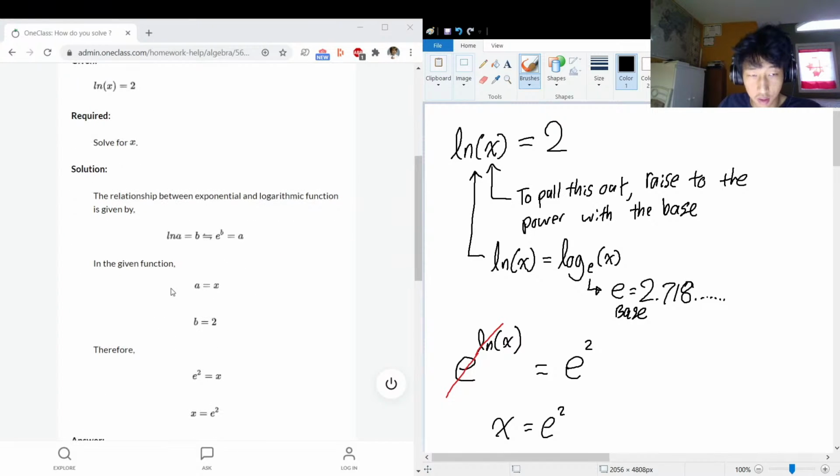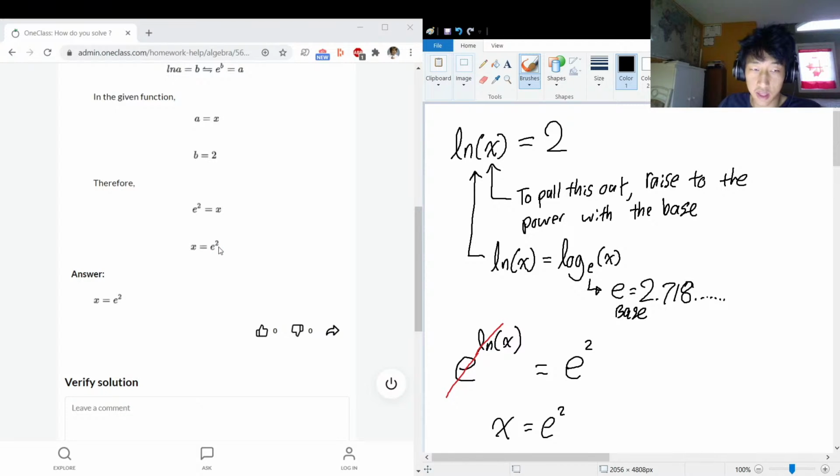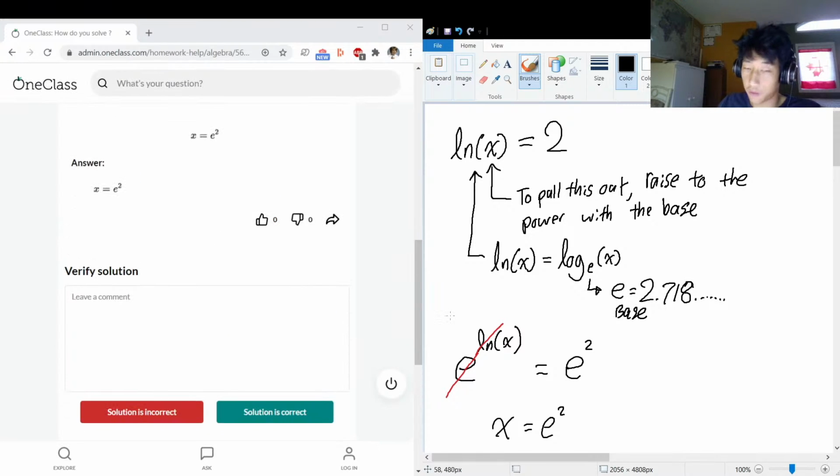Did they come to the same conclusion here? Yep, so they know that to pull out the x, you just got to raise to the power of the base, and that will neutralize the ln. That looks good. X is e to the power of 2, e squared. Of course, you could calculate that to an actual decimal, but it's better to leave it as e to the power of 2, because that's a precise value. If you expand it out, it would be a rounded value, and sometimes you need a lot more precision. So it's good to keep it as its mathematical definition, e to the power of 2. So the above solution is correct.